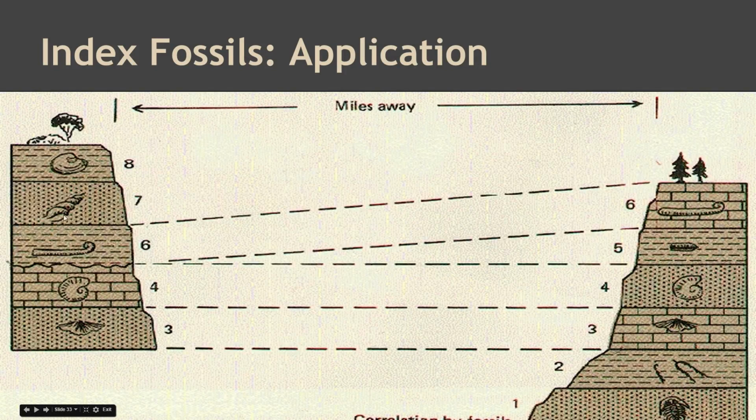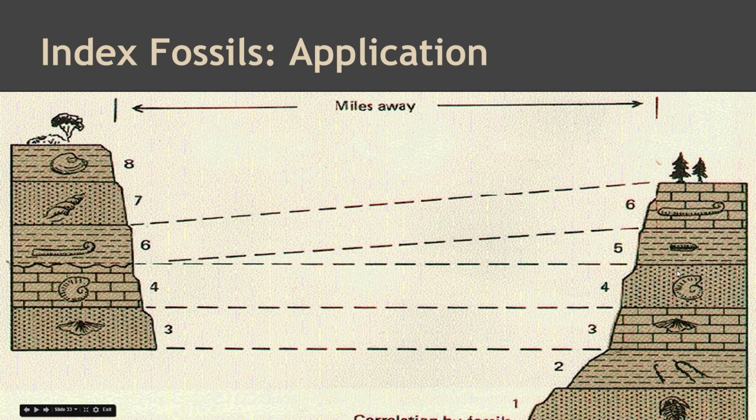Between these two locations, we'll call the left location some set distance away from the right location, and you'll notice that both layers line up beginning with layer 3, with this moth-like fossil. Because this index fossil exists in both of these rock layers from one location to the next, we know that these rock layers are the same age relative to one another.